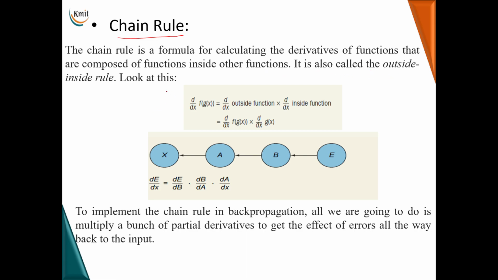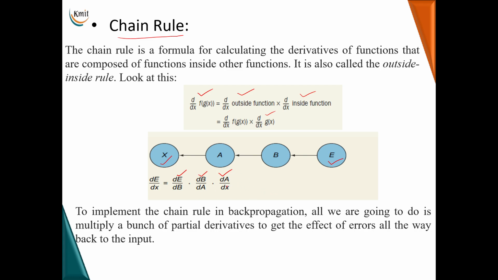Given this equation, the derivative of f of g of x is the derivative of the outside function, f of g of x, multiplied by the derivative of the inside function, g of x. This can be better understood in the diagram here. If I want to find the derivative of e with respect to x, in between I have two other parameters, b and a. So I will find the derivative of e with respect to b, multiplied by the derivative of b with respect to a, multiplied by the derivative of a with respect to x, and so on.